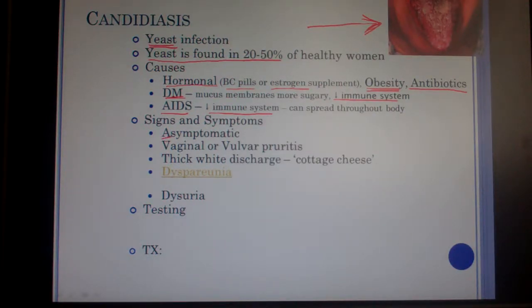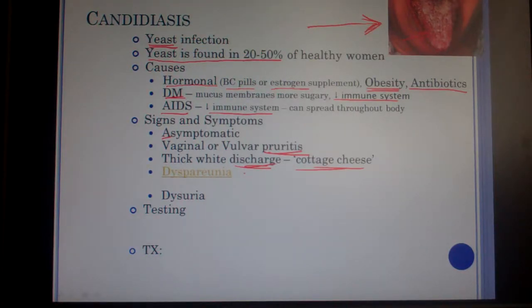It can be asymptomatic to a certain extent. Eventually, it's going to start itching, and even discharging this cottage cheese sort of discharge. If you look at that, we're talking the tongue here instead of vagina, obviously, but you can see where that would be noticed.